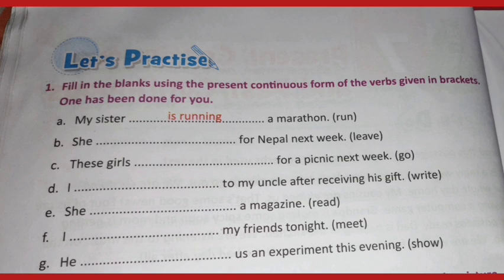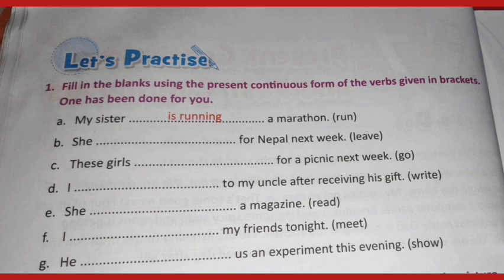Now this is one picture from your grammar book. You can easily get this exercise in your grammar book. You have to do this exercise in your copy. Open page number 48, and there you will get this exercise. Fill in the blanks using the present continuous form of the verbs given in the brackets. And one has been done for you. My sister, in the bracket you will get the verb run. My sister is running a marathon. She dash leave for Nepal next week. These girls dash for a picnic next week. I dash to my uncle after receiving his gift.